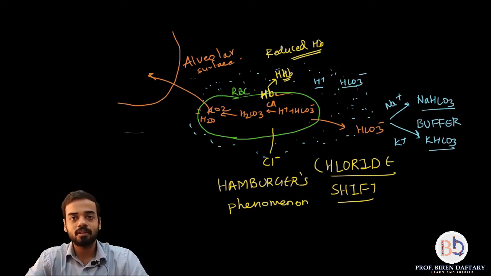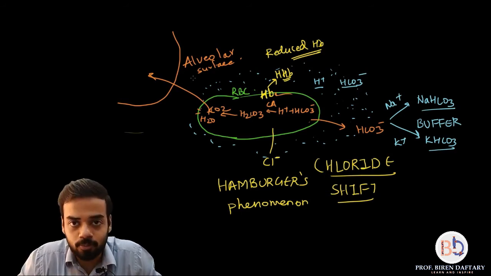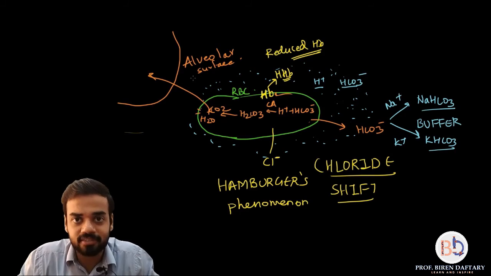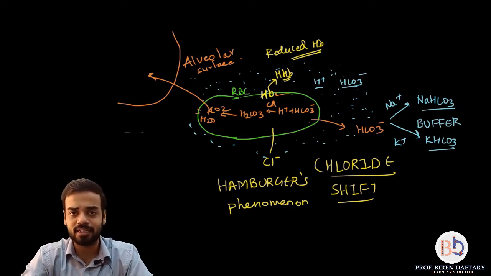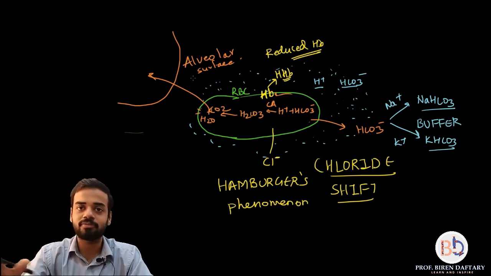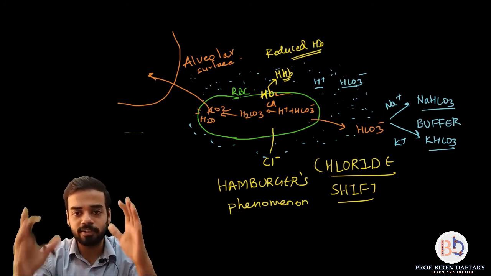Is this clear? Are you getting my point? So this is the second mode of transport of carbon dioxide through the action of bicarbonates. After we finish with this entire transport of carbon dioxide, we are going to draw two diagrams and we are going to see the transport of both oxygen and carbon dioxide. So I hope this part is clear.